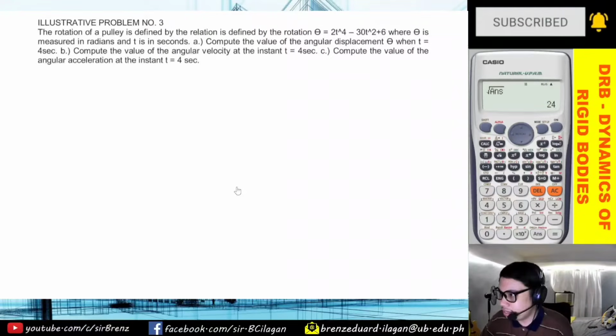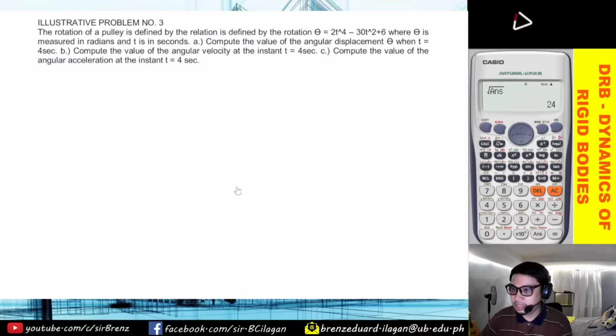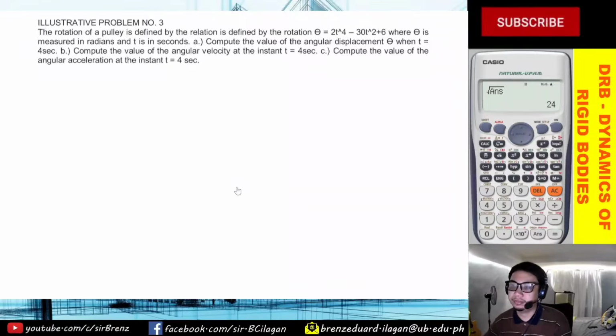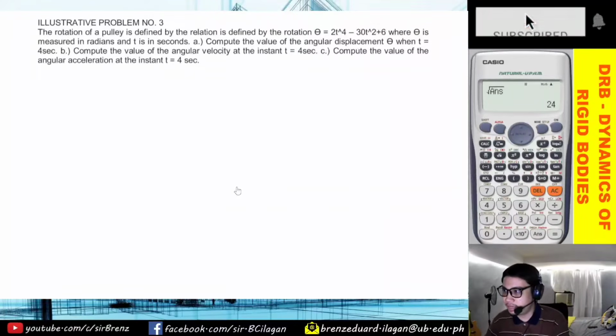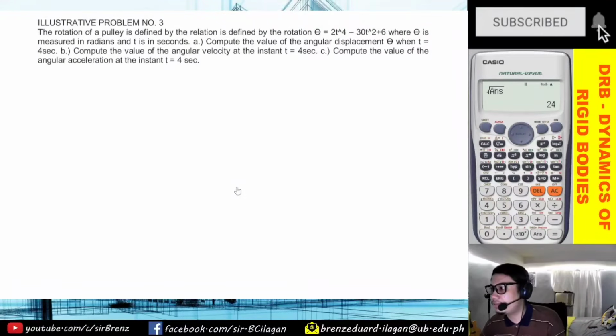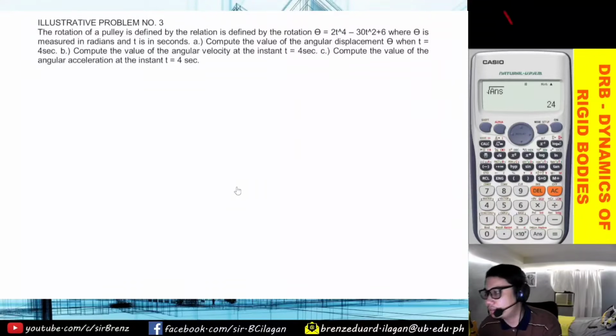For letter A, compute the value of the angular displacement theta when the time t is equals to 4 seconds. Next, compute the value of the angular velocity at the instant t is equals to 4 seconds. And letter C, compute the value of the angular acceleration at the instant t is equals to 4 seconds.